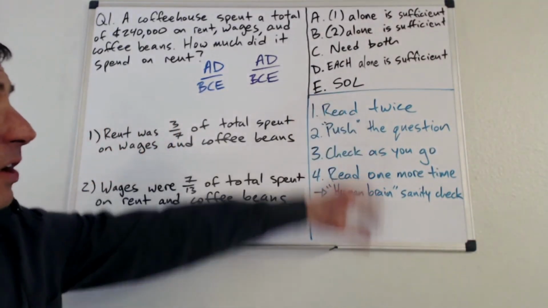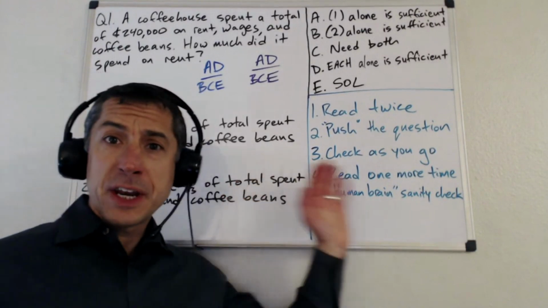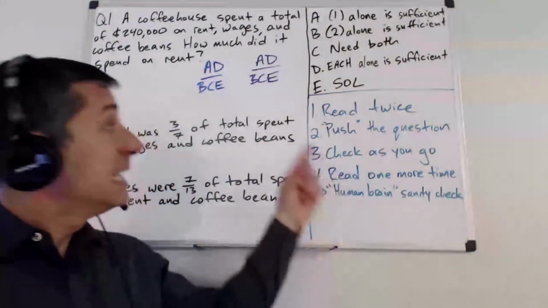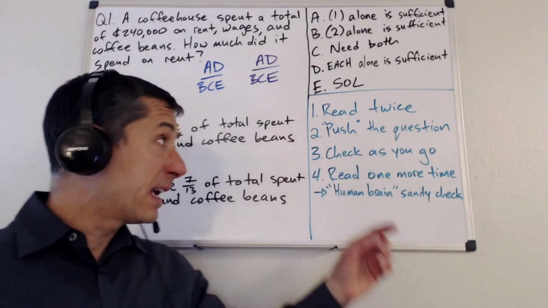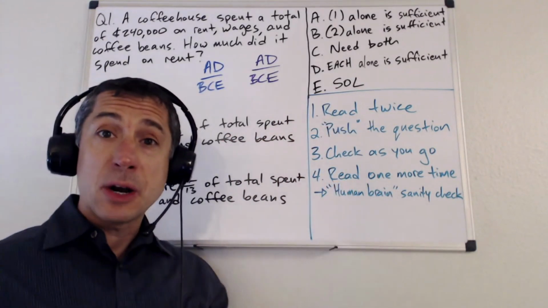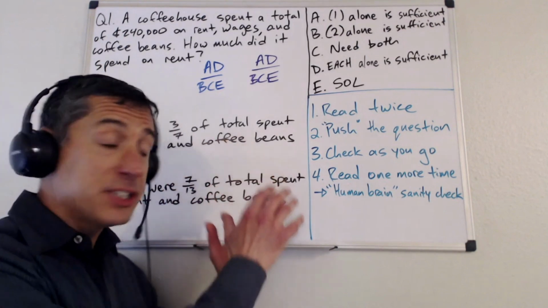All right, I want to start in the bottom here. If you've watched some of our other videos, you've seen variants of this for quant. Every single time, I want you to do this every single time. This is what's going to save you from making goofy errors. Read the question twice, no matter what. Not the statements, just read the question twice.